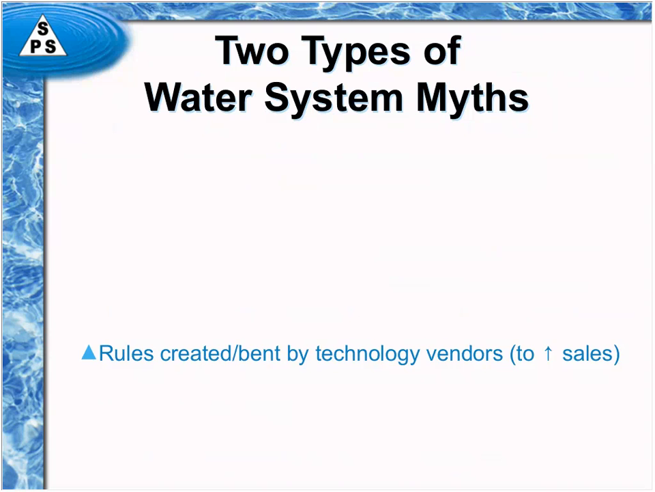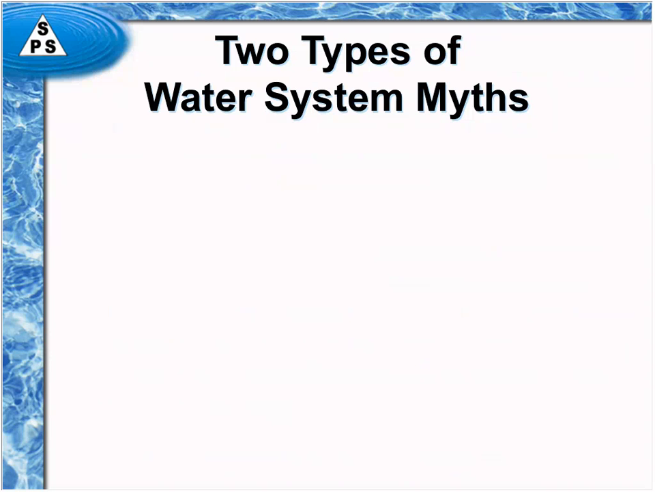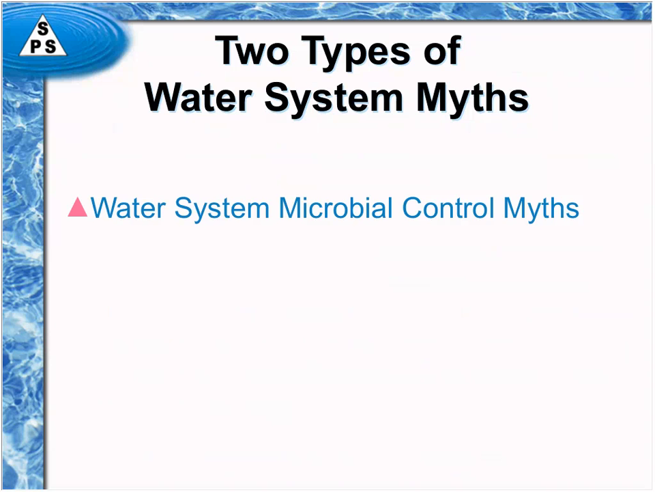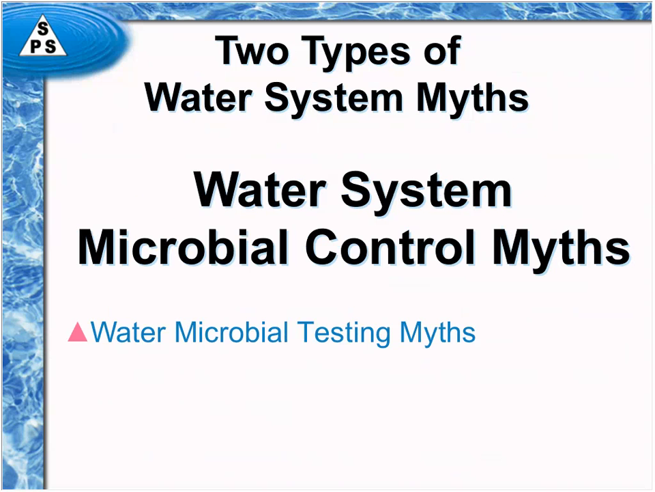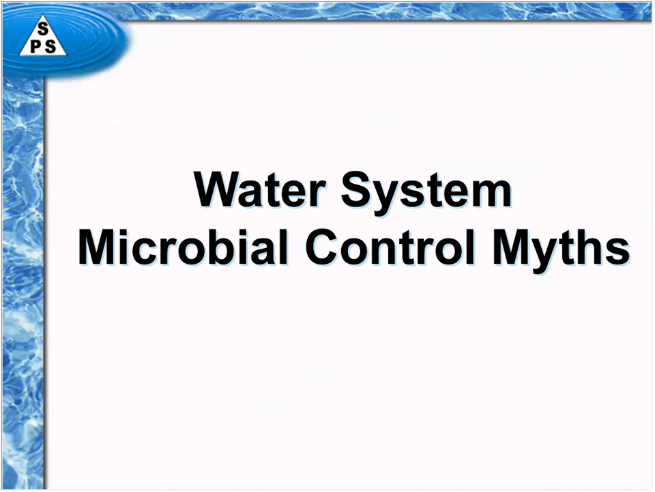So we're going to talk about two types of myths. We're going to talk about microbial control myths for water systems, and we're going to talk about testing myths for water systems. And there's a whole boatload of each of these. We're going to get into some of the microbial control myths. Now we'll start off with this first one.